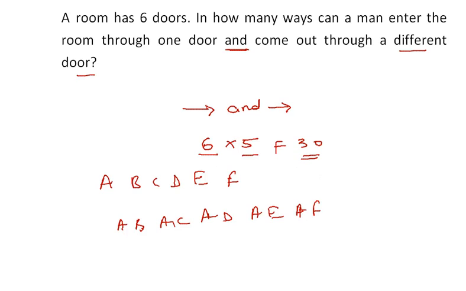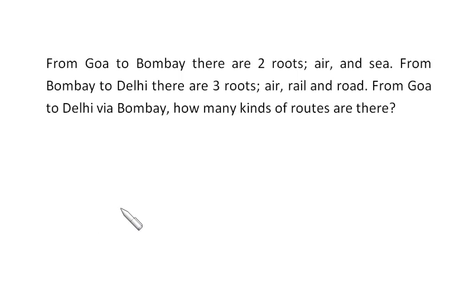Now let's take this example. From Goa to Bombay, there are two routes, air and sea. From Bombay to Delhi, there are three routes, air, rail and road. Now from Goa to Delhi via Bombay, how many kinds of routes are there? So it's Goa to Bombay and Bombay to Delhi.